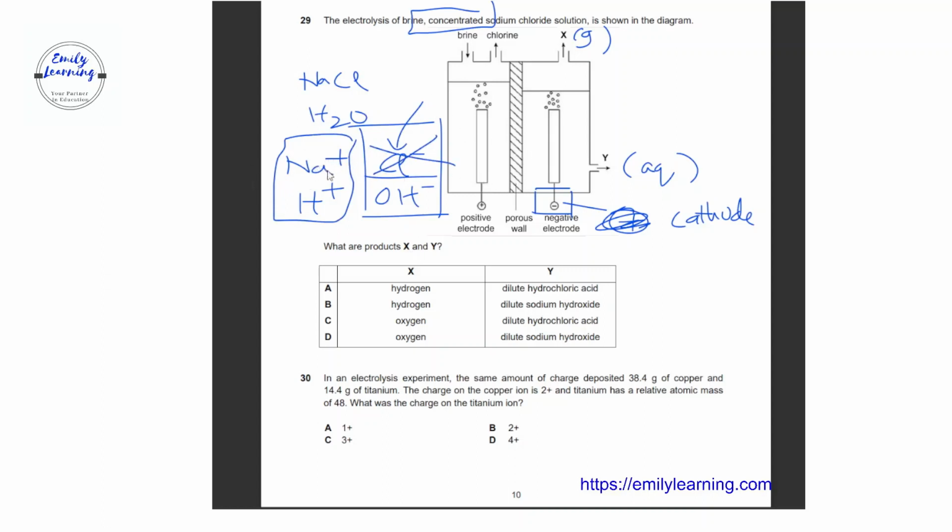Then at the cathode, I have Na+ and H+ that will drift to the cathode, which is negatively charged. Because H is below Na in the reactivity series, it is preferentially discharged. So H+ will form H2, so the gas X is H2. So I'll eliminate C and D. Hydrogen gas is produced, so it will get rid of H+. As time goes by, the solution will be essentially sodium hydroxide. So the answer is B.